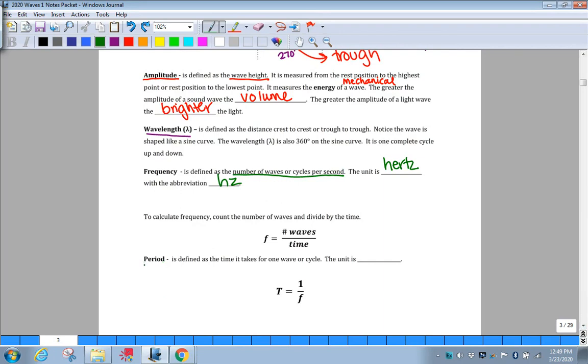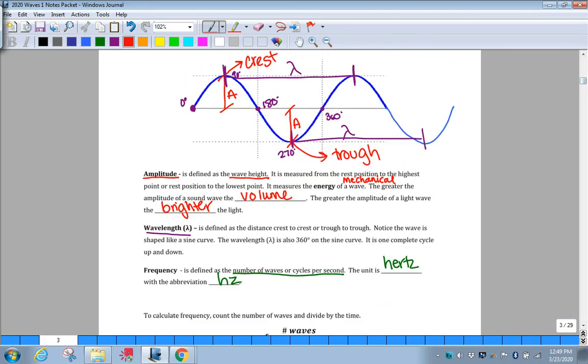Okay, the next part is period. Period, as you know, is the inverse of frequency, and it's the time it takes for one cycle or one wave. And since it is a time, the unit for this is seconds. And we have our typical period formula. Period is 1 over frequency. Okay, so this is the anatomy of a wave, and we're going to use a lot of these characteristics to calculate the speed and find the phase and things like that.